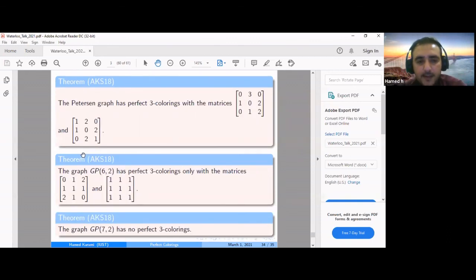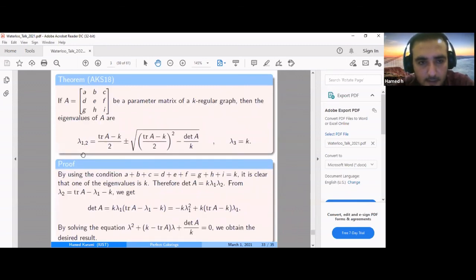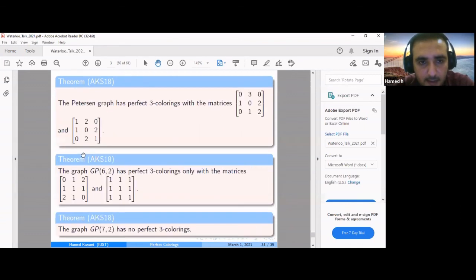And by using the theorems and the remarks we gave on perfect recoloring for a cubic connected graph, we can easily prove these theorems. The Petersen graph has perfect recolorings with this matrix and this one. And the graph GP 6 and 2 has perfect recolorings only with these matrices. And the graph GP 7 and 2 has no perfect recolorings.